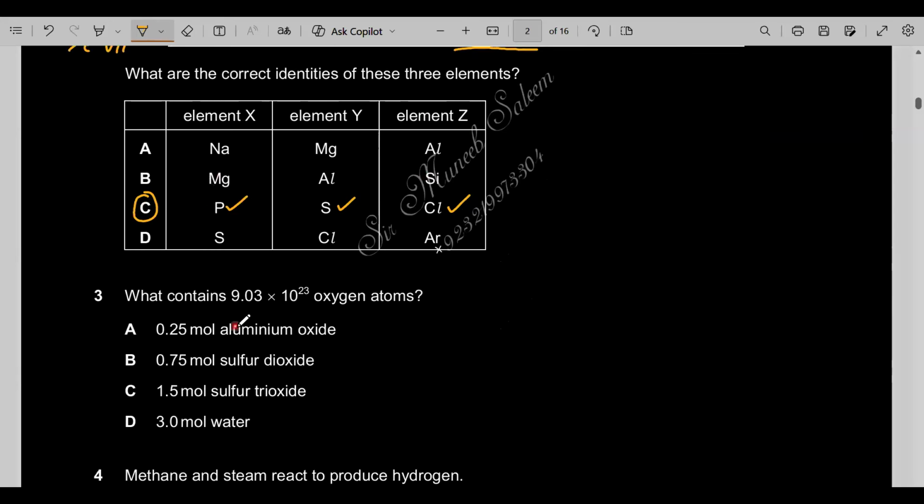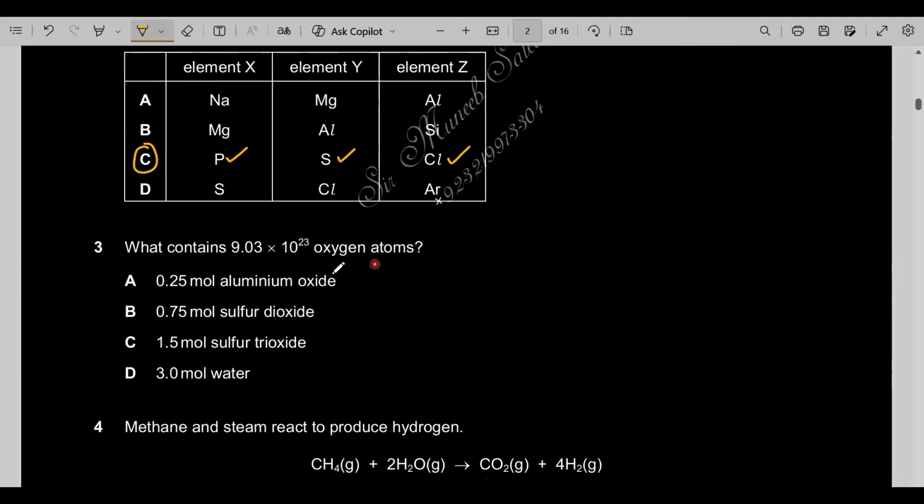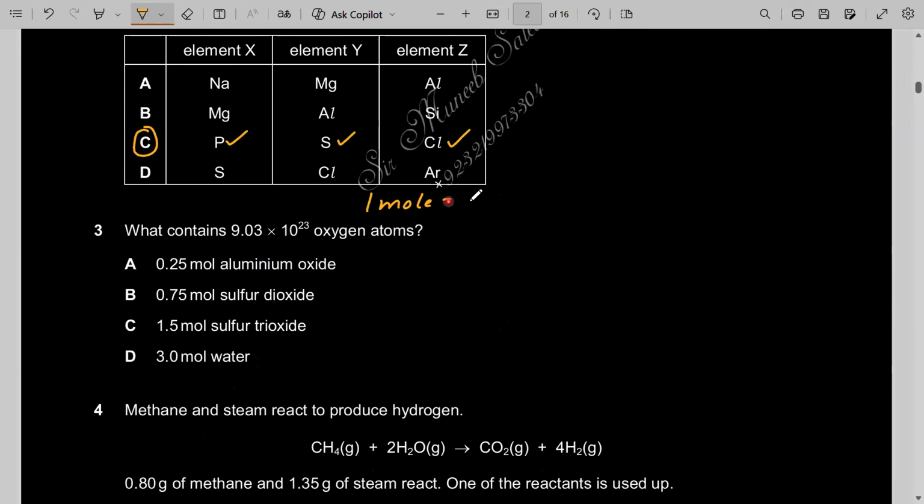Question number three. What contains 9.03 into 10 to the power 23 oxygen atoms? For this purpose, we must remember the relationship that 1 mole is equal to particles of the Avogadro's number, 6.02 into 10 to the power 23. So we simply have to multiply the moles with Avogadro's number. But for that purpose, you must also look at the formula.